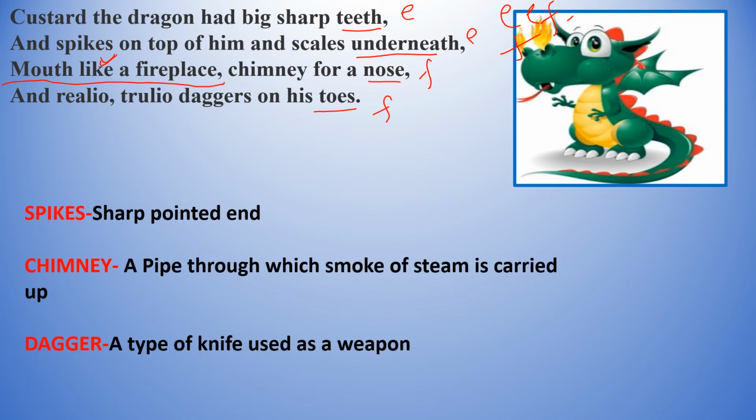And the second poetic device used in the stanza is metaphor. Metaphor is the comparison between two things without using the word like or as. And here comes this line in the third stanza again, "chimney for a nose." Here the poet is comparing the nose of the dragon with a chimney, but without using the word like or as. So this is the example of metaphor.